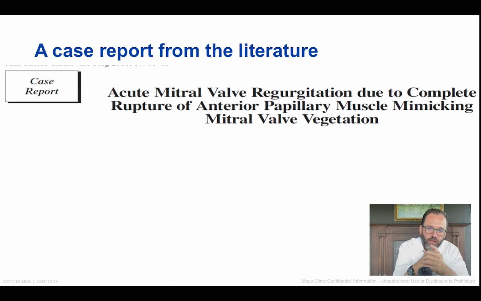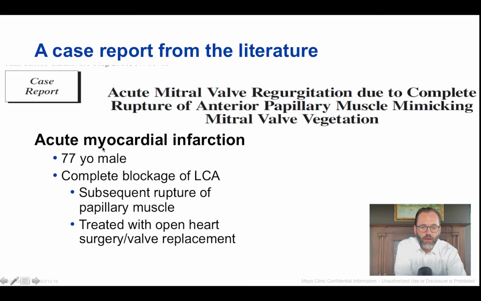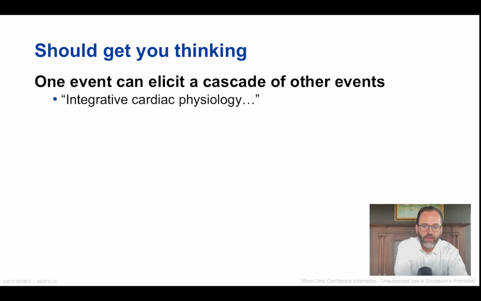So there we've got acute mitral valve regurgitation because of the complete rupture of the anterior papillary muscle, which holds the mitral valve in place during that diastolic portion, so the valve goes to close. And of course, the papillary muscles are what prevent it from prolapsing backwards. So when that ruptures, your mitral valve just flaps back and forth in the circulation. You have severe regurgitation. And so this individual is a 77-year-old male, with complete blockage of the left circumflex artery, subsequent rupture of the papillary muscle, and was treated with open heart surgery and valve replacement. So sort of a doubly bad day for that individual.